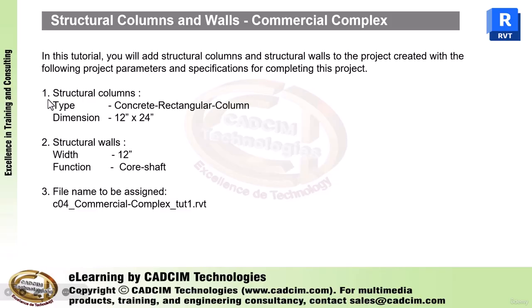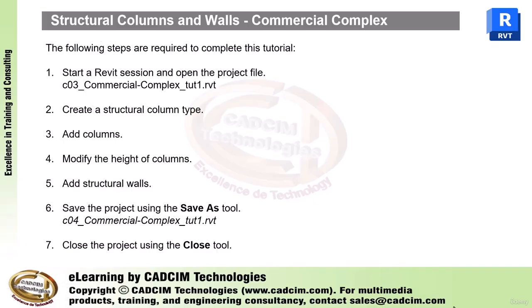The first project parameter is structural columns. To create these structural columns, we are going to use the concrete rectangular column type with the dimension 12 inches by 24 inches. Second one is structural walls. To create these structural walls, we are going to use the 12 inches width with the core shaft function. Third and last one is the file name to be assigned to the particular project as C04 Commercial Complex Tute 1.